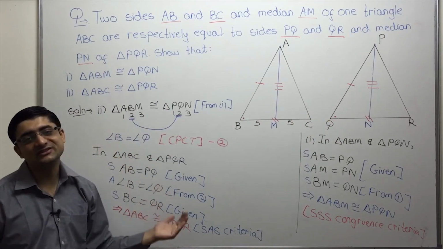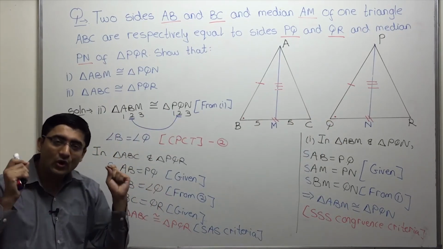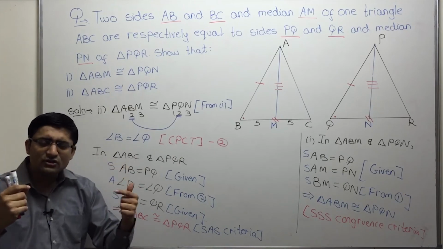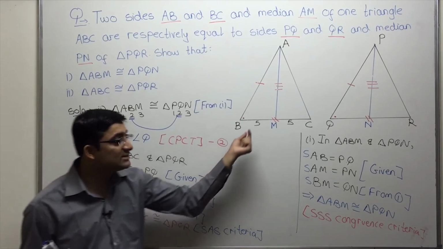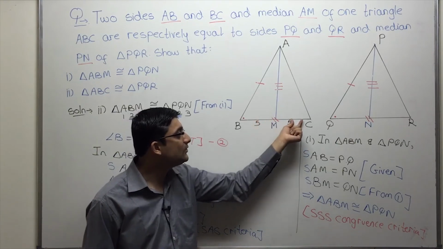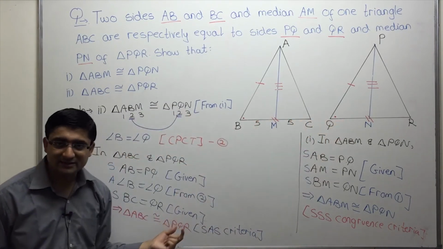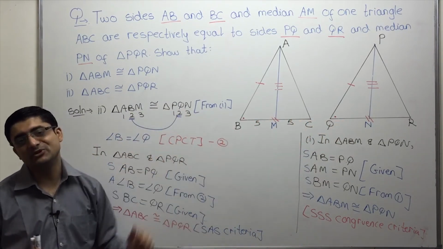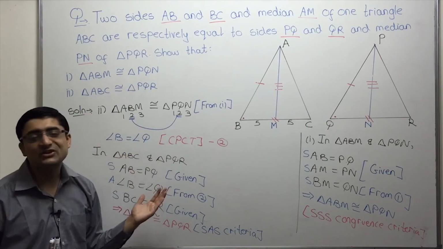So this is how you solve this question. Remember, first of all, always write down what is given to you. Based on that, whatever conclusions you can make, for example, we got the conclusion BM is equal to MC is equal to QN is equal to NR. Get that. Once you're done with that, then begin with your solution. So this is how you solve this question.